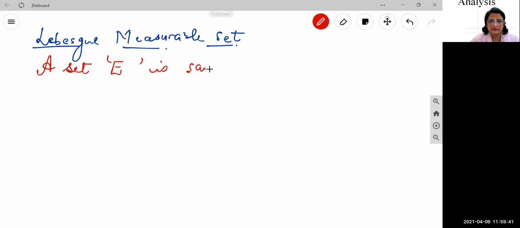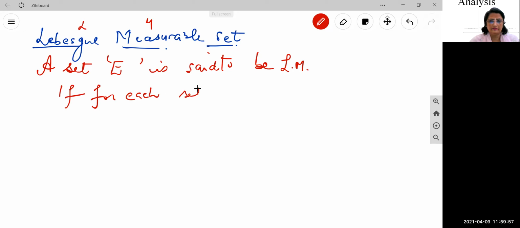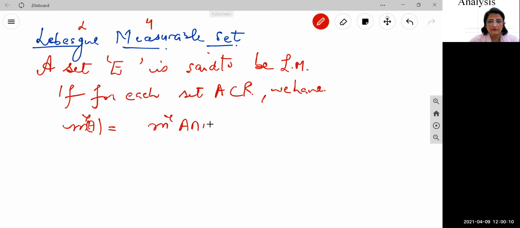A set E is said to be Lebesgue measurable. I am writing it in short form: this is L and this is M. It is said to be Lebesgue measurable if for each set A contained in R, we have the outer measure of A equal to the outer measure of A intersection E plus the outer measure of A intersection E complement.